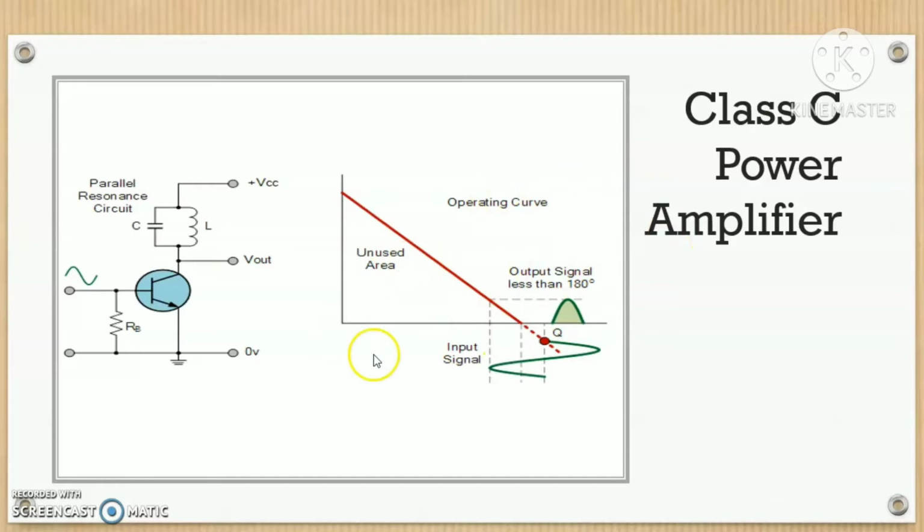Now class C is nothing but the Q point is below the cutoff region. When you apply the input signal, your conduction is for a very small period of time, so your conduction angle is less than 180 degrees. But the main benefit of this class C power amplifier is that efficiency is high, higher than class B. For class A it is 25 to 50%, class B 78.5%, and class C 85 to 90%. In class C there is very small conduction at the output, so in order to get the complete 360 degrees, this resonance circuit or tuned circuit is used to get the 360 degree output.